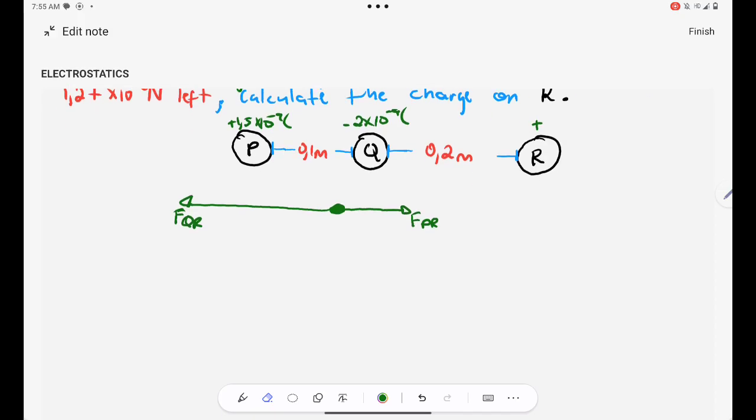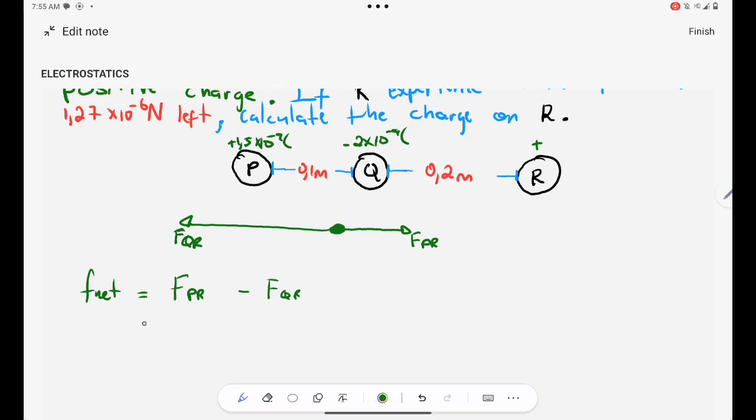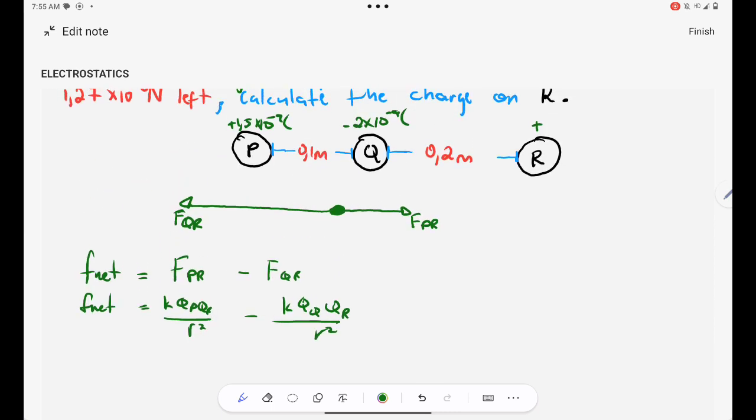So for me to calculate fNet, I'll simply say fNet is basically equal to the force that exists between charges P and R minus the one that exists between charges Q and R. Are you together? And then I still have fNet equals k Qp Qr over r squared minus k Qq Qr over r squared. Now all I have to do is to just substitute.